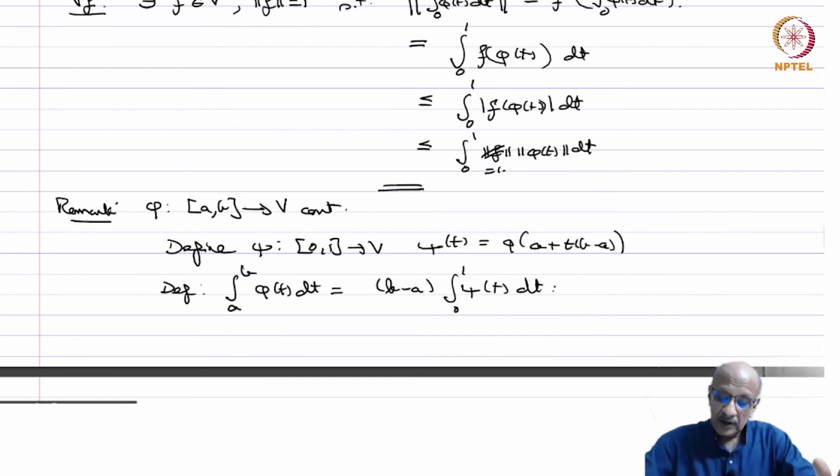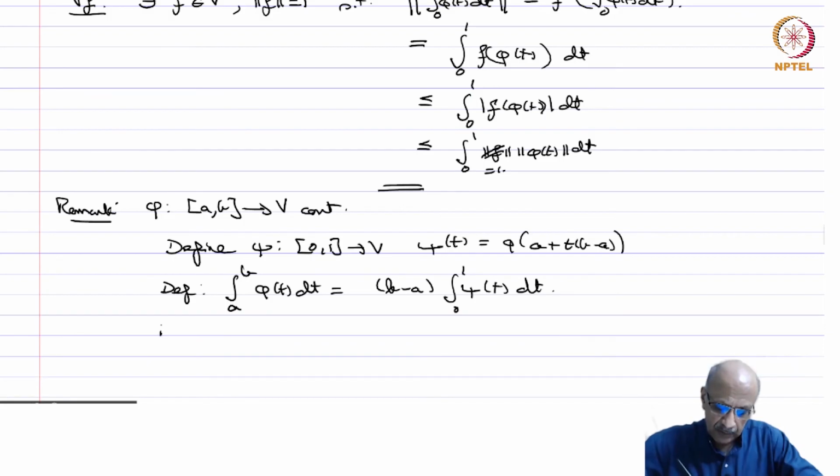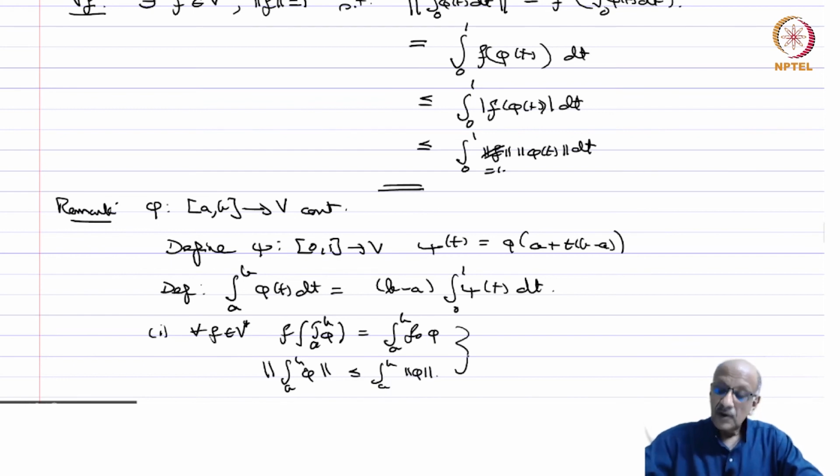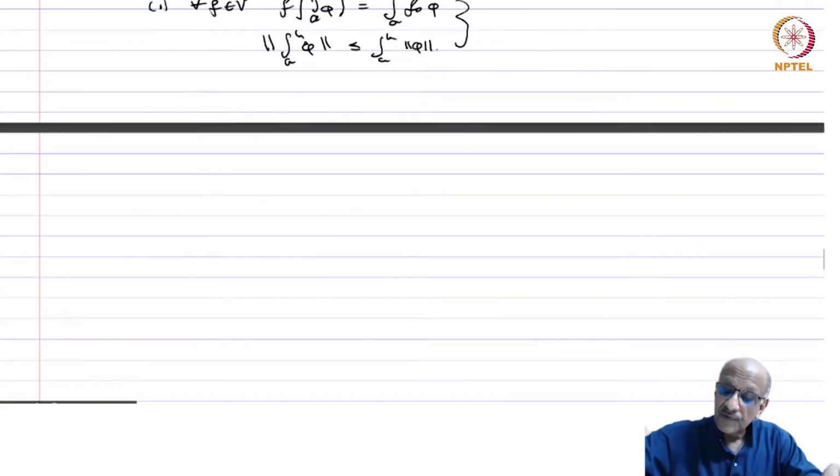And you can check all the properties, namely the integral. For every f in V star, you have f of the integral from a to b of phi equals the integral from a to b of f composed with phi, and also the norm of the integral from a to b of phi is less than or equal to the integral from a to b of the norm of phi. So both of these you can check yourself.